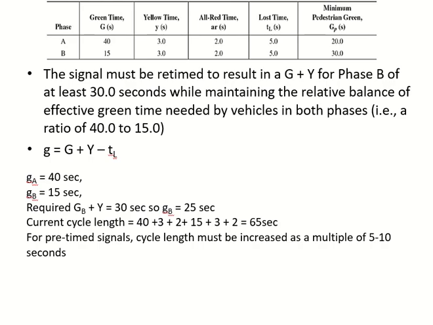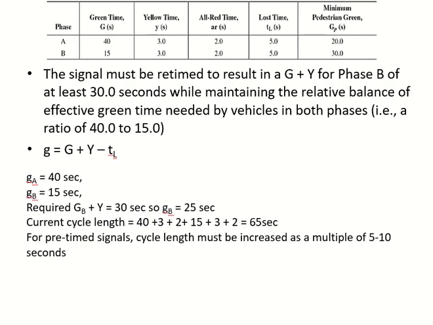Okay, 25 seconds. This is actual green. I have to make it effective green. The equation is already there in the previous lecture as well, but I will tell you: effective green equals actual green plus yellow and all red minus lost time.